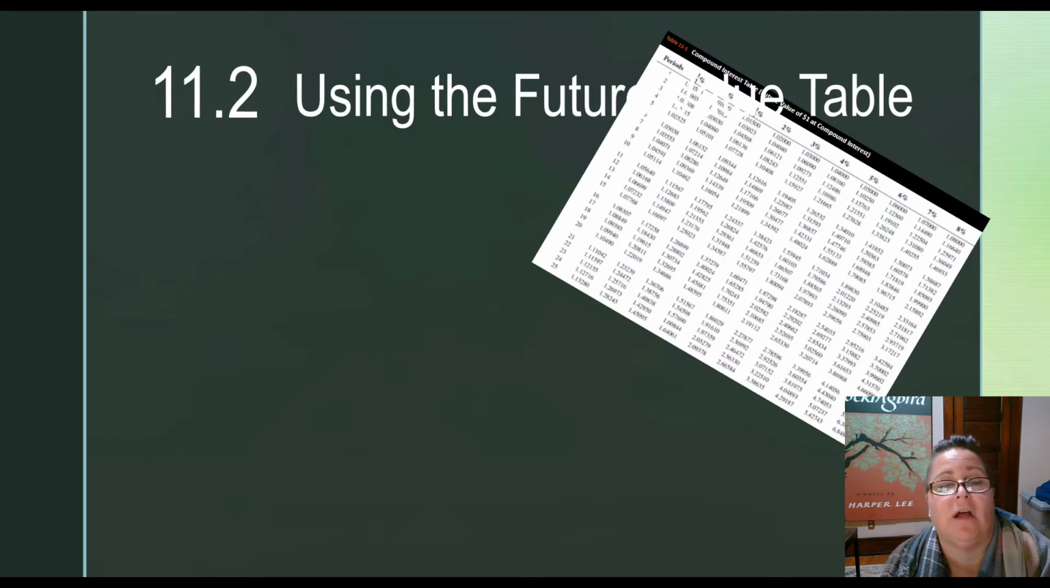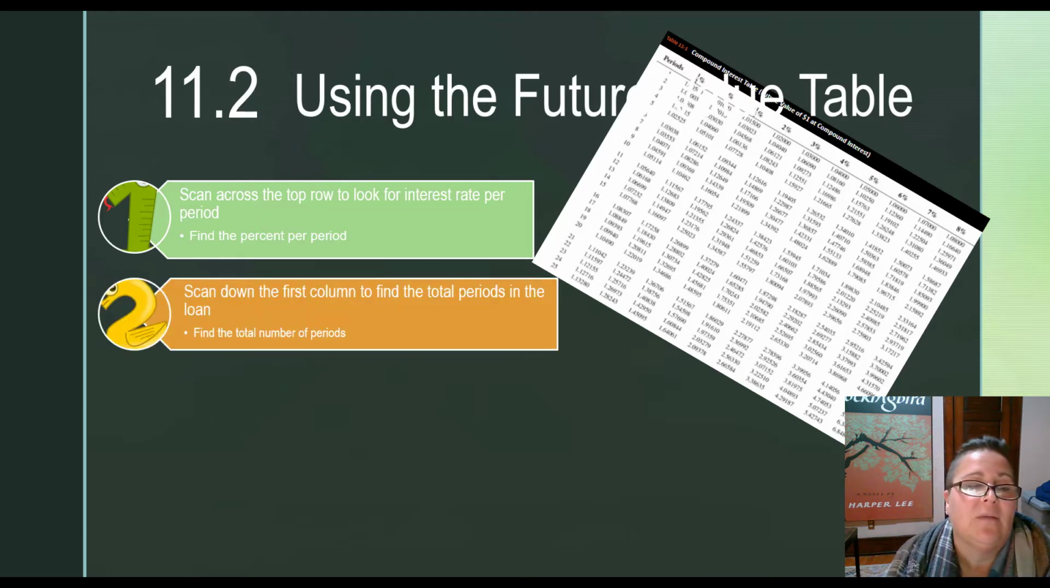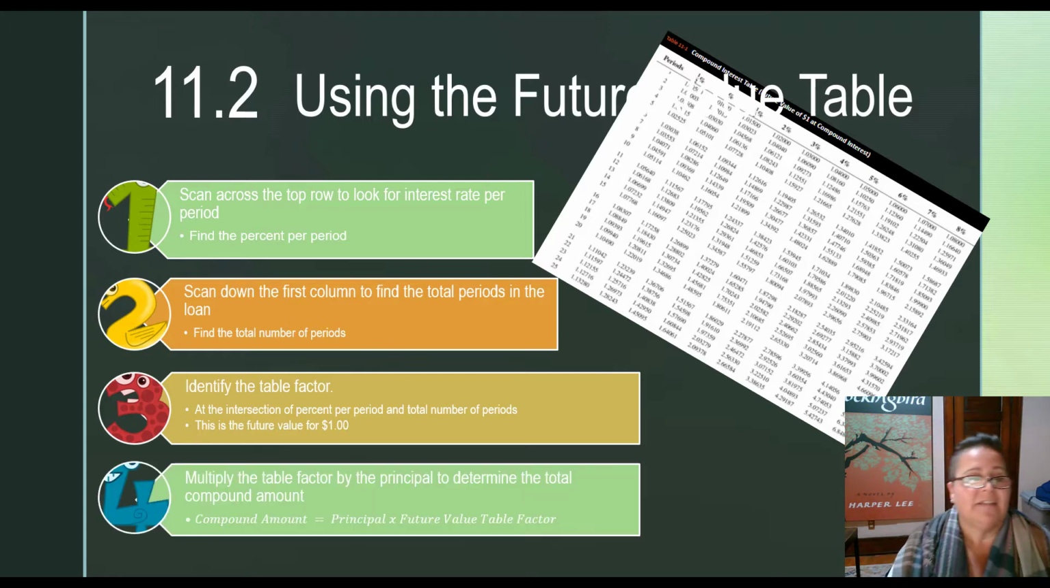So how do you use this future value table? Here is a snapshot of one of them. Basically, what we're going to do is look at, I believe it's 3% for 18 periods. We want to scan across the top row, looking for the 3% interest rate per period. Then we want to look at the total number of periods, which is down that very first column, and I believe I do 18 here. We're going to find their cross section. So where does the 3% cross the 18 periods?